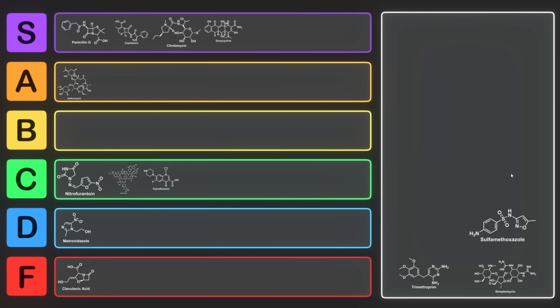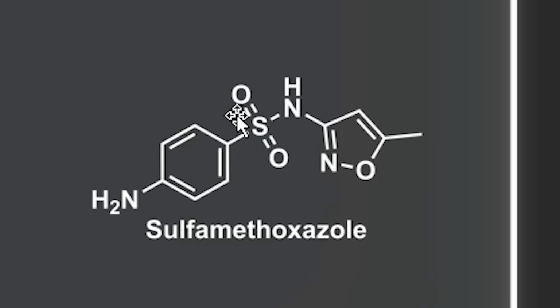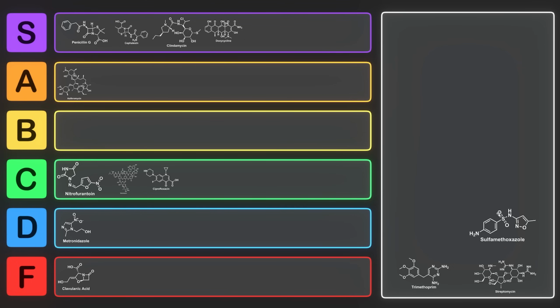Sulfamethoxazole. Sulfamethoxazole is a synthetic antibiotic and a sulfonamide. This is the sulfonamide group. Sulfonamides are a class of compounds that typically possess antibiotic properties. This is a derivative of aniline, and we also have this methyl isoxazole ring. Sulfamethoxazole is used to treat a wide variety of conditions, such as urinary, respiratory, and intestinal infections.